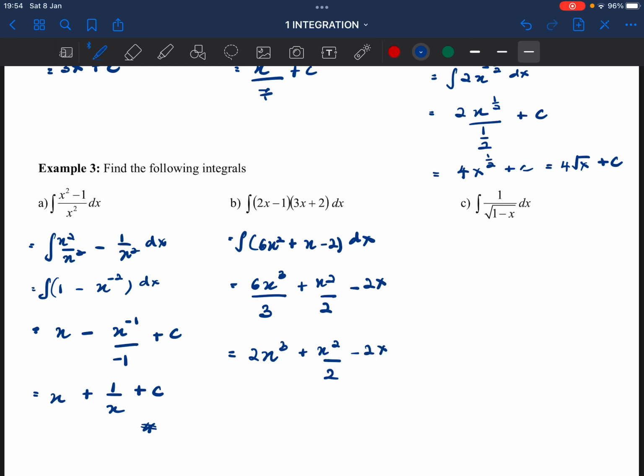What is wrong here? Yes, plus c. When I say yes, I hope you will answer. Okay, plus c. When you do an indefinite integral, make sure to write your plus c.